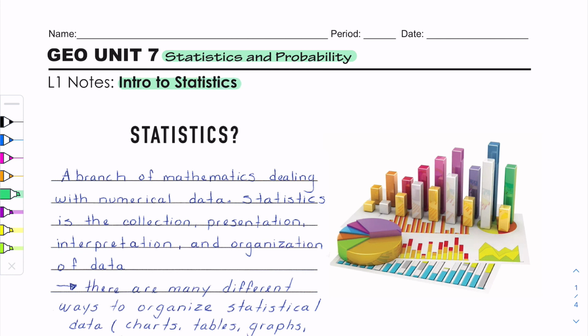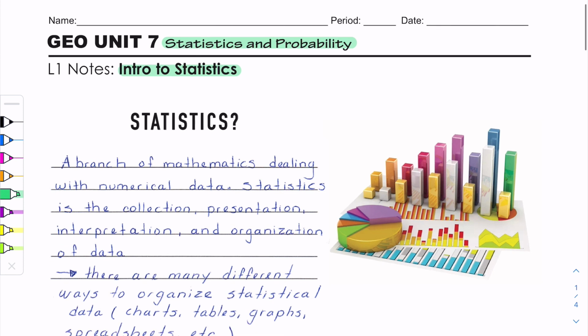So throughout this lesson we're just going to talk about basic things. We're going to talk about what statistics are. We're going to talk about descriptive versus inferential statistics, and we are going to look at mean, median, and mode. That's something you've done before. So just the overall basics of this course.